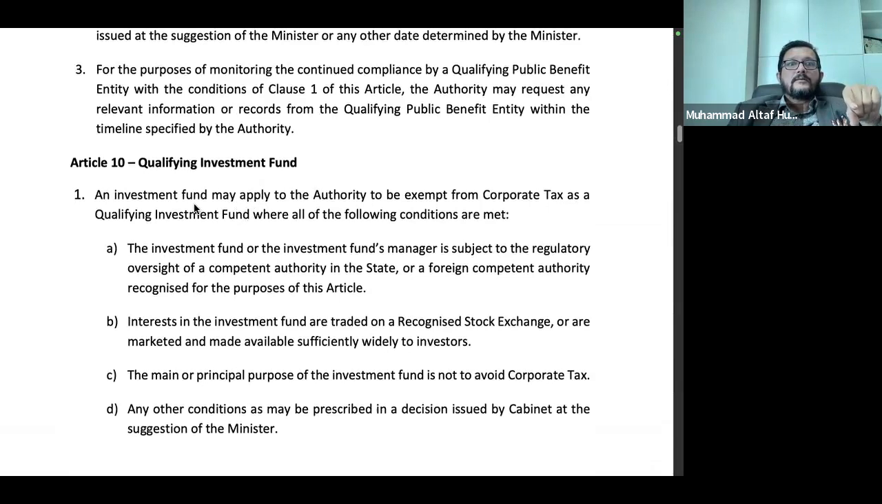Now these are funds, investment funds. Why? Because they deal usually with passive income. They provide passive income to the investors.